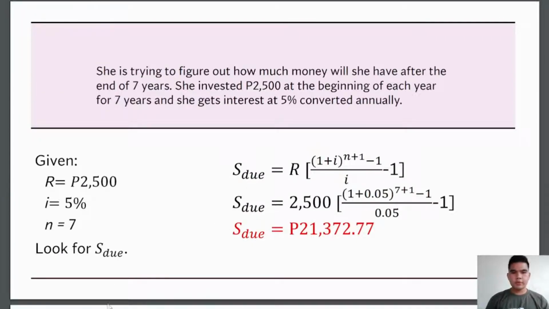So from that, we have identified that you are looking for the annuity due. In order to find that, we have the given, which is R is equal to 1,500, I is equal to 5% or 0.05, and N is equal to 7. So from that, we have arrived at the final answer of 21,372.77, as you can look at the screen.